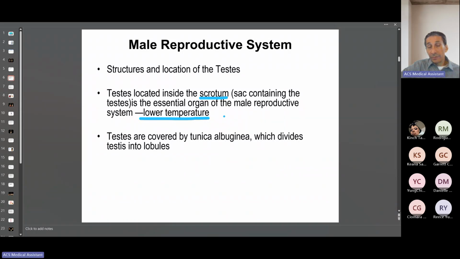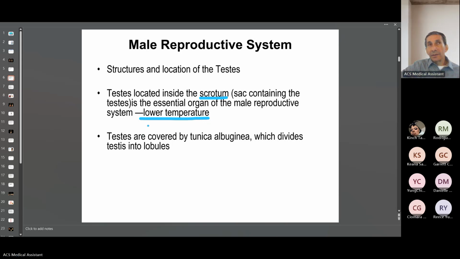So that is the reason, and I'm explaining it now. What is the reason? Because the temperature within the scrotum is lower than the temperature inside our body. If the temperature increases within the testicles, then the sperm is going to be cooked, if you will. They cannot have high temperature because then they're going to die or they're going to malfunction. So they're not going to be good to fertilize an egg.